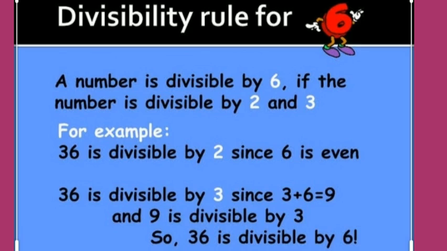Divisibility rule for 6. A number is divisible by 6 if the number is divisible by 2 and 3. For example, 36 is divisible by 2 since here 6 is an even number. 36 is divisible by 3 also, since here 3 plus 6 gives 9, and 9 is divisible by 3. So 36 is divisible by 6.